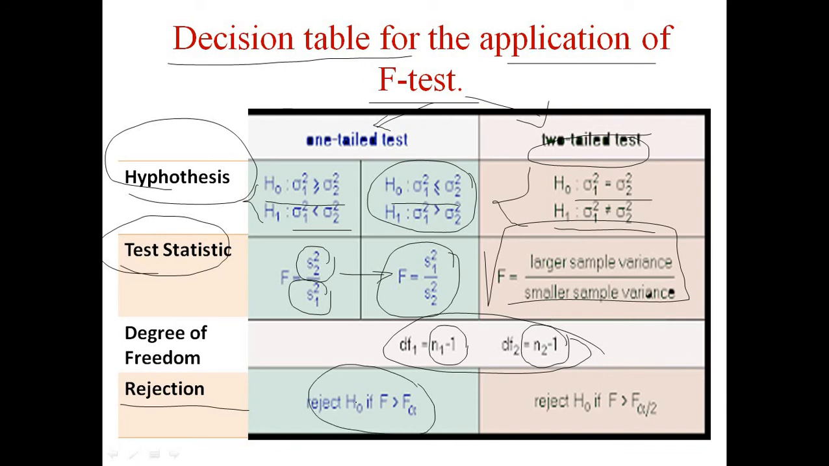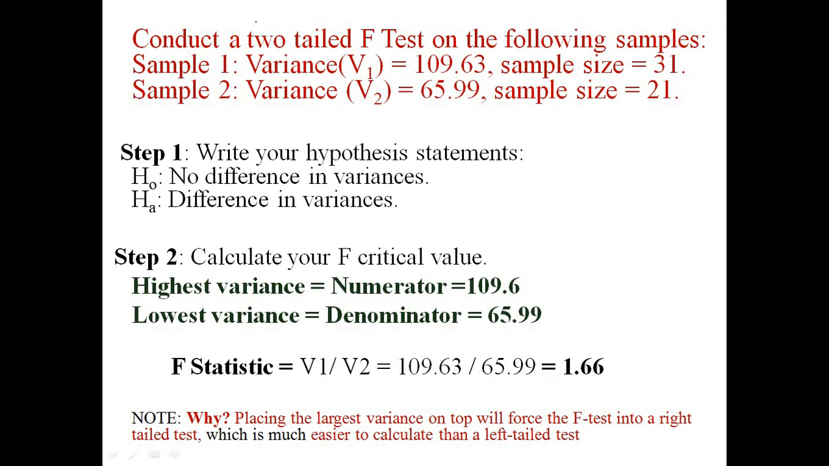We reject the null hypothesis if the calculated value is greater than the tabular value. And in the two-tailed hypothesis also we reject the null hypothesis if the calculated value is greater than the tabular value. Now we'll go in detail with one example. Here in the example, two different samples have given variances and sample sizes, and we just have to do the two-tailed F-test. First the null hypothesis and then the alternate hypothesis. The null hypothesis states that there is no difference in variances, and the alternate hypothesis states that there is a difference in variances.